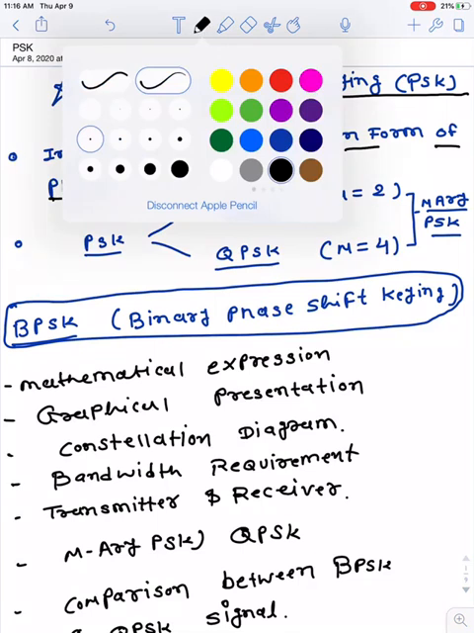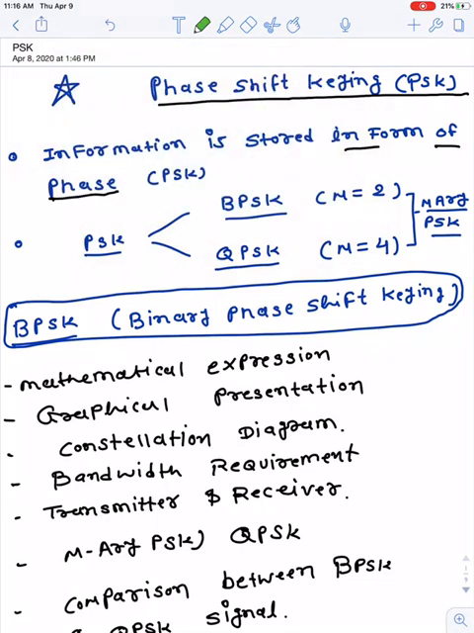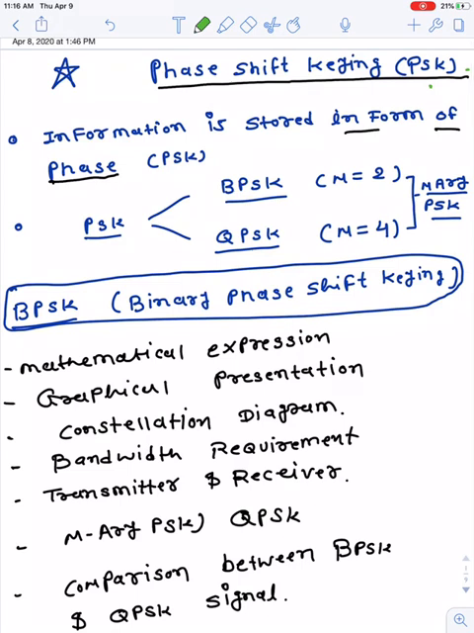One of the very important applications of phase shift keying is the CDMA system. The CDMA system is simply known as the code division multiple access system. In the CDMA system, the key modulation scheme would be QPSK, and QPSK is a part of phase shift keying. So here the information is stored in the form of phase.